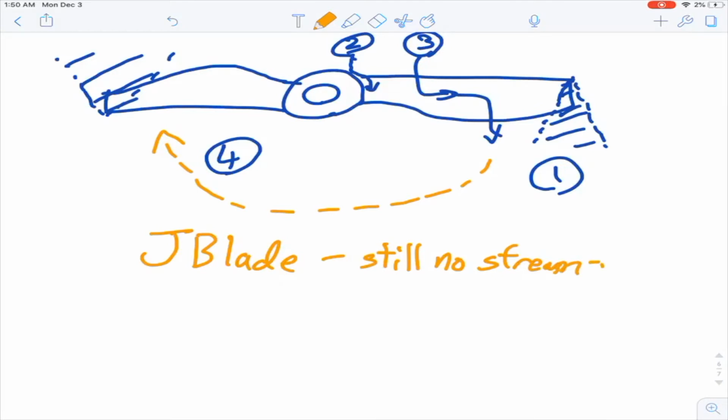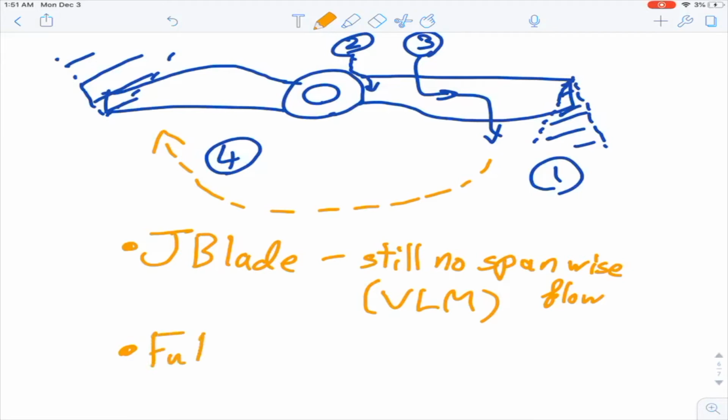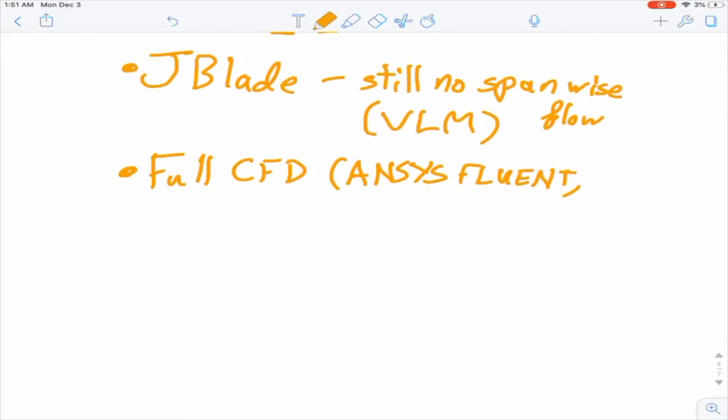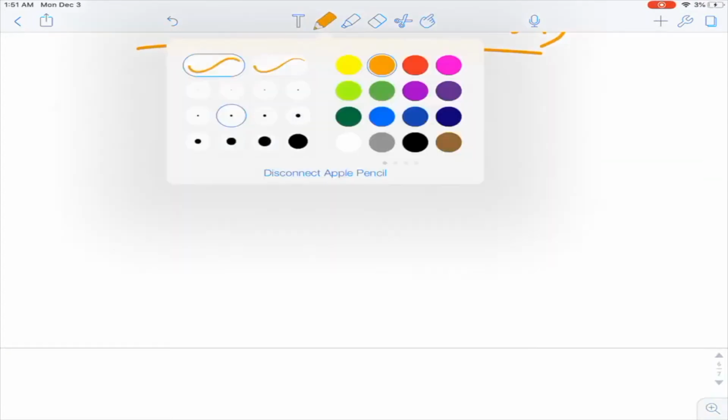Some of the ways to remedy this situation is by analyzing using numerical vortex lattice method solvers for propellers like J-Blade, but those still don't take into account the spanwise flow, which is number 3. An even more accurate way of analyzing our propellers would be full-blown CFD, which takes into account even more effects that we don't fully understand at this point.